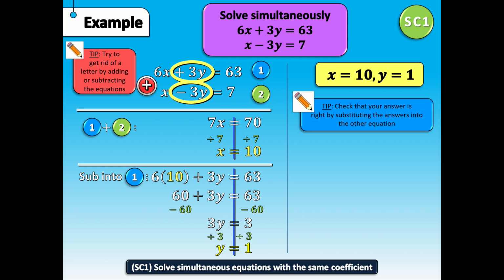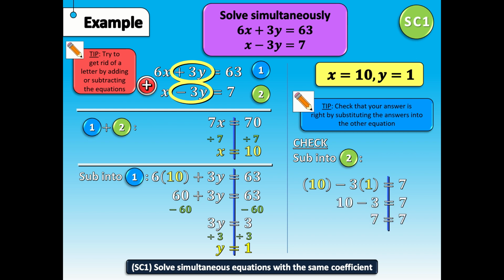Again, I can check this by substituting both these answers into the second equation. So x minus 3y equals 7. So that means that 10 minus 3 times 1 should equal 7. And 10 take away 3 does equal 7. So yeah, I've got that one right.